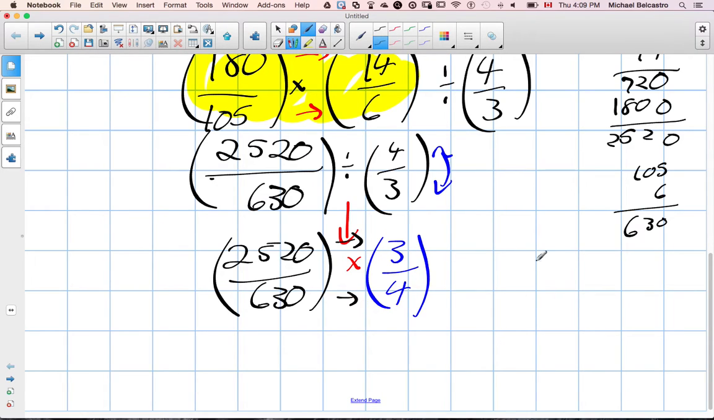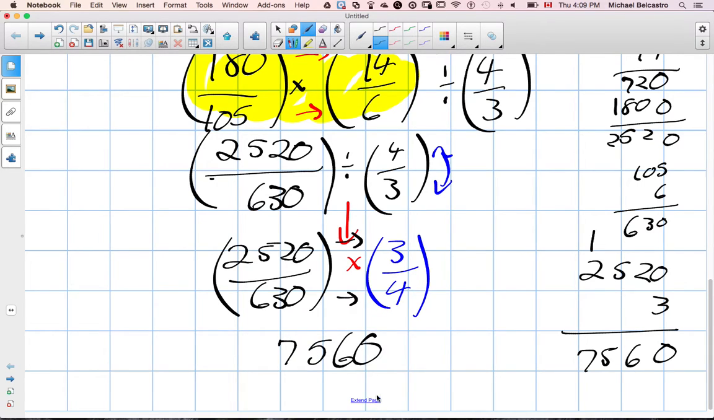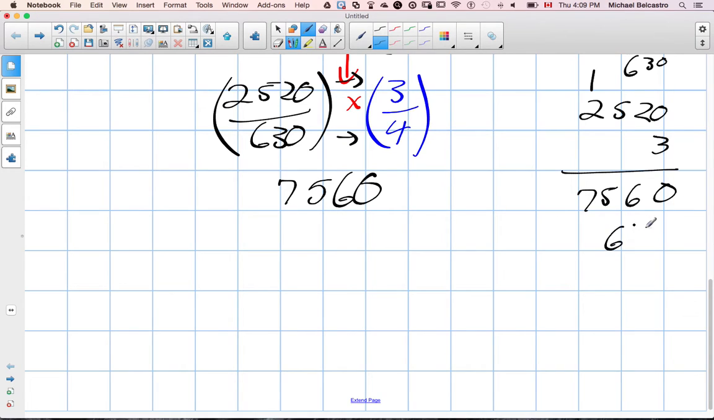This is a pretty big number. It's a good thing we have a lot of room on the side here. 2,520 times 3 will give us 0, 6, 5, carry the 1, 7. So the number on top is 7,560. And the one on the bottom is 630 times 4. So 0, this is 12, carry the 1, 24, 25. Over 2,520.